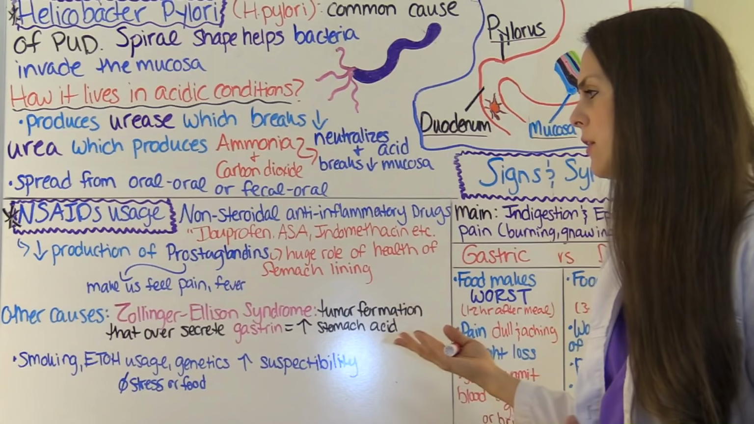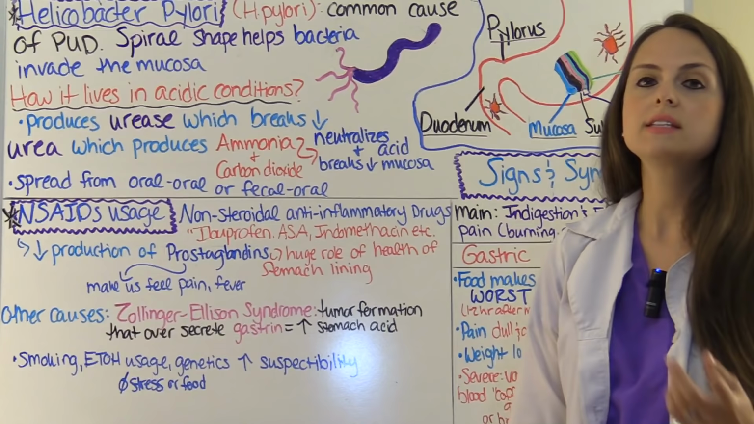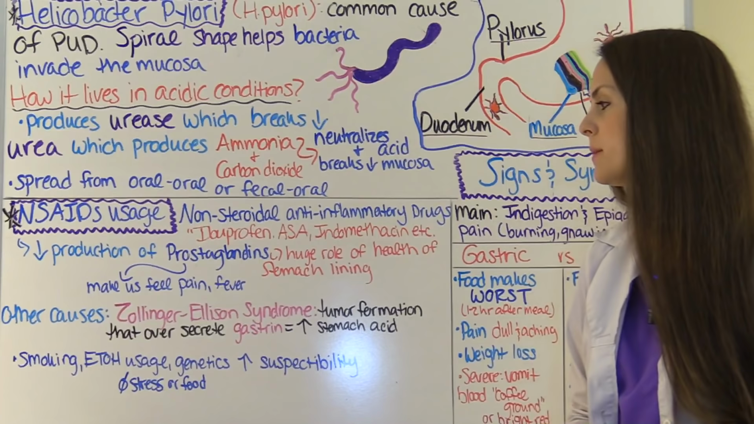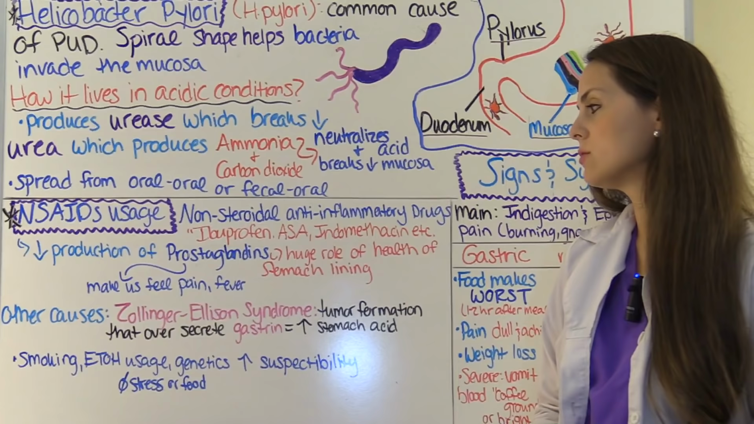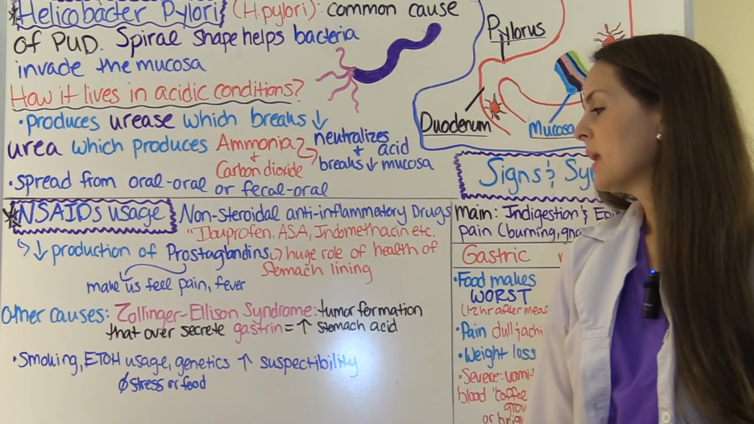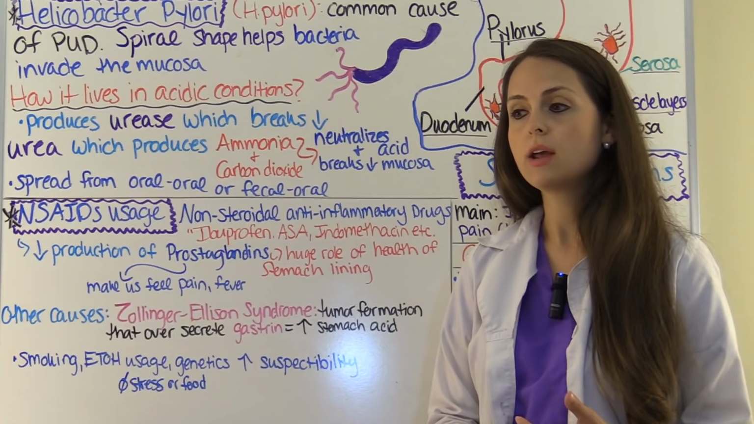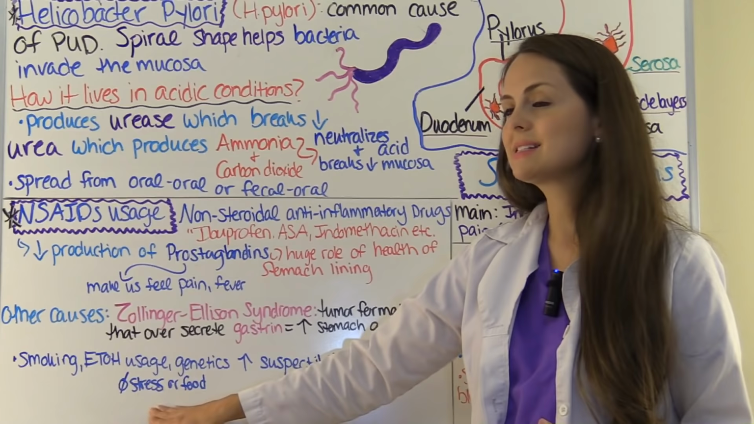Another cause of peptic ulcer disease is called Zollinger-Ellison syndrome, and this is where tumors have formed and they secrete gastrin, which will increase stomach acid. You have those conditions, perfect place for ulcers to form. Other things that increase the susceptibility of developing a peptic ulcer are if the person smokes, drinks alcohol, or their genetics. And one thing they have found is that stress and food do not cause peptic ulcer disease. Instead, if an ulcer is present, stress and food can prolong the healing of an ulcer or make it worse, but they don't actually cause it like these things listed here.